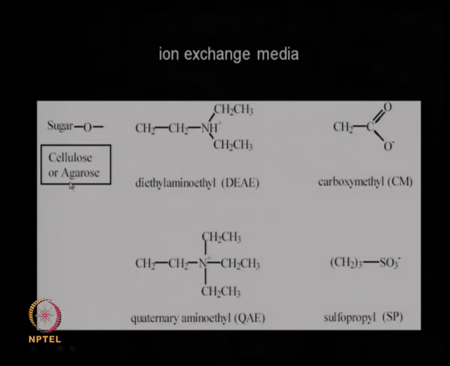So if you have cellulose or agarose type of medium, if you have diethyl aminoethyl, so we can have positively charged groups present on the column, or you can use carboxymethyl which will have a negative charge, or you can use a sulfopropyl which will have a negative charge. If you have a quaternary ammonium ethyl, it will have a positive charge. So you can generate different types of charges on the surface of the protein by using different functional groups, nitrogen based functional quaternary groups, or O minus carboxy groups.